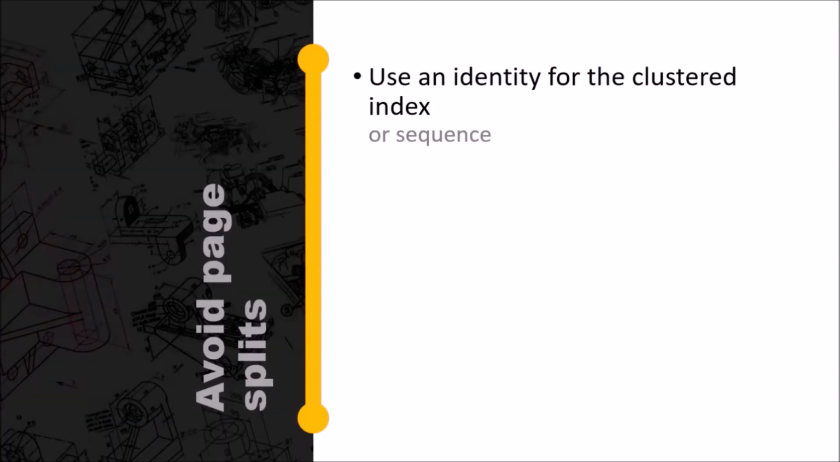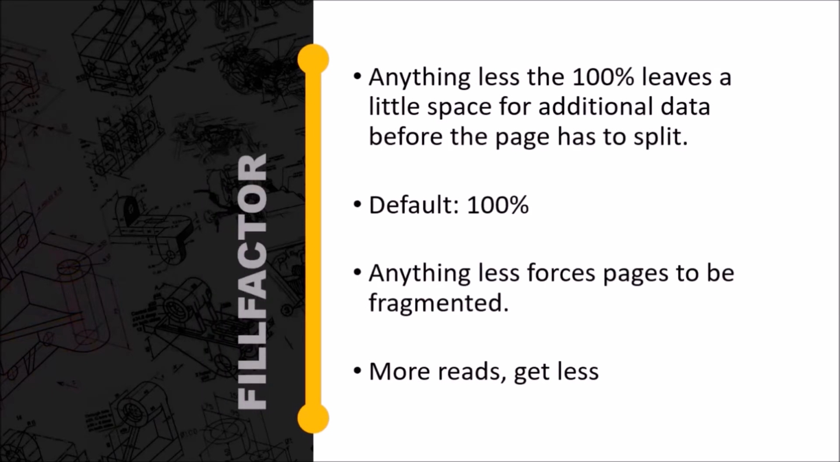So how can we avoid page splits? Well, the best recommendation I have is you should really use an identity for your clustered index. And if not an identity, a lot of people don't like identities, use some sequentially created value. There is another recommendation, which is to use fill factor. And you really need to be careful with this, but I'll explain it.